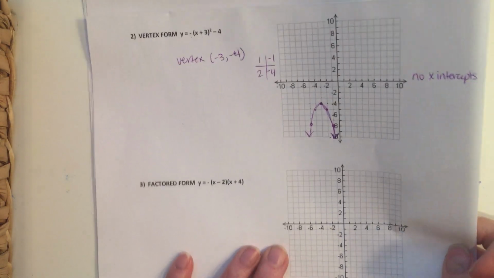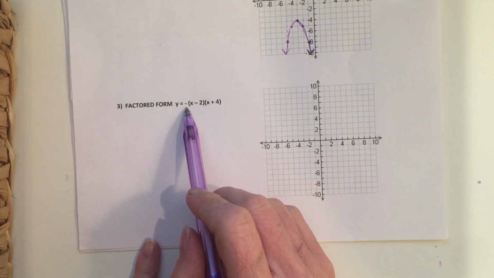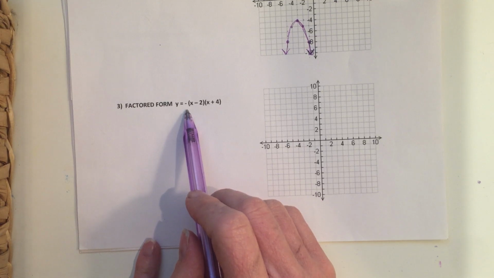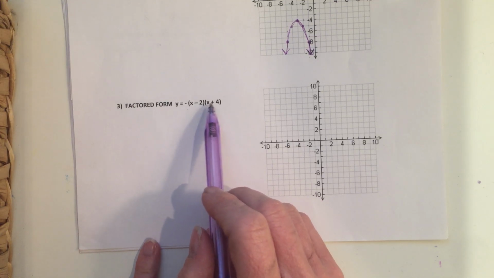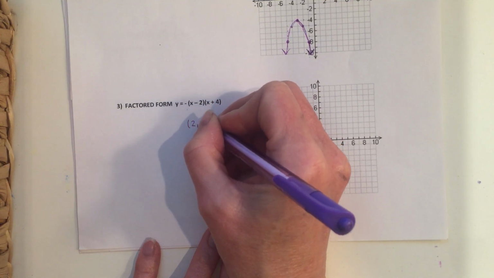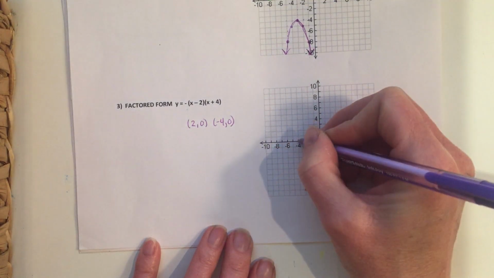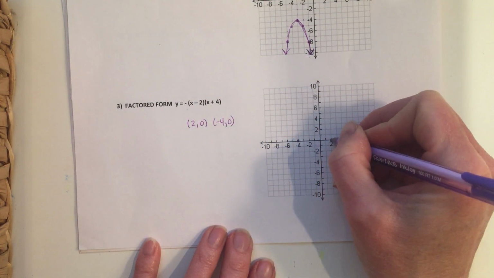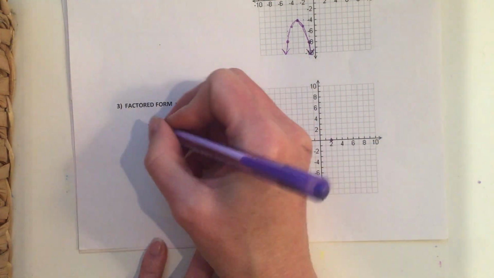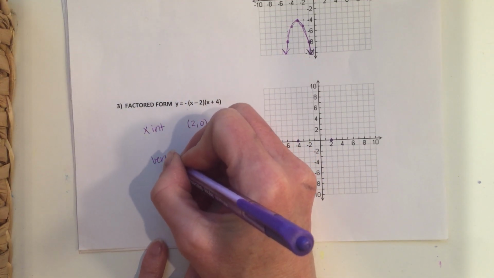So now let's do one more factored form. I also have a -1 in front of this one, so we're practicing moving down with our movements. So we're going to start by finding our x-intercepts. This gives me an x-intercept at (2, 0) and (-4, 0). So let's go plot those, (-4, 0) and (2, 0).